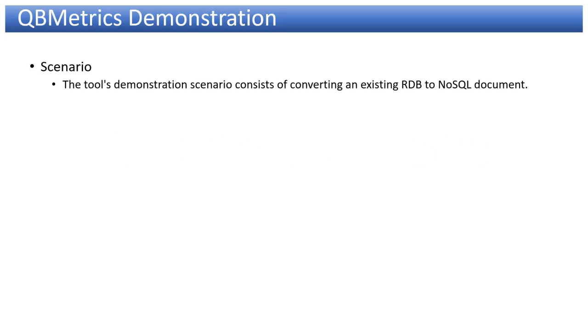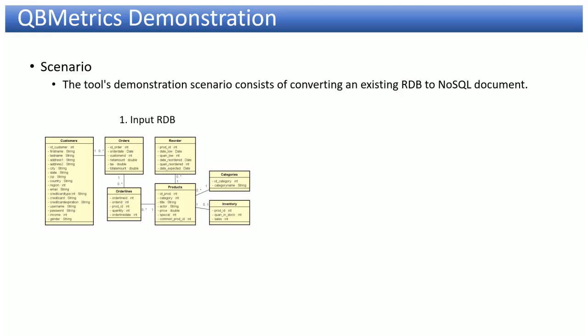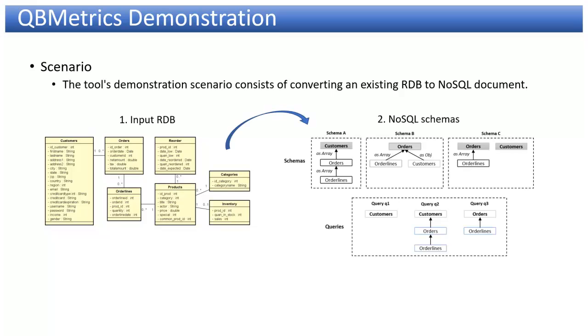QBMetrics demonstration. The tool's demonstration scenarios consist of converting an existing RDB to a NoSQL document. So first of all, we select an input RDB. In this demonstration, we use only the tables orders, order lines, and customers. Then, in step 2, we define a set of candidate NoSQL schemas. As we can see in the picture, we see the schemas A, B, and C.